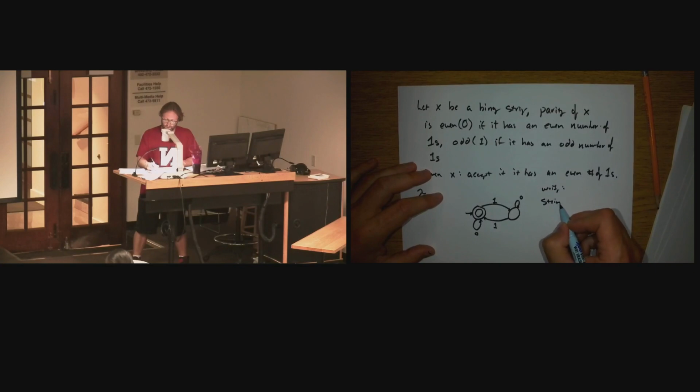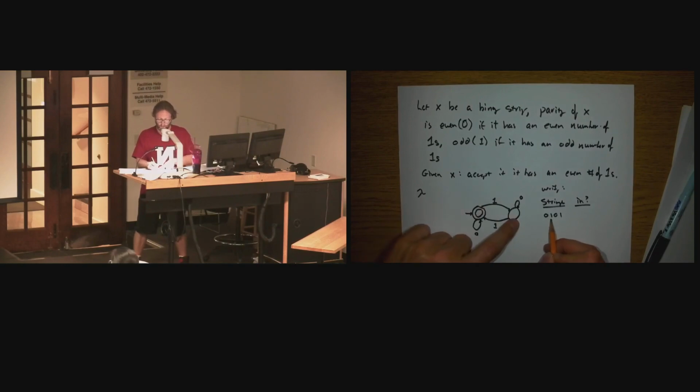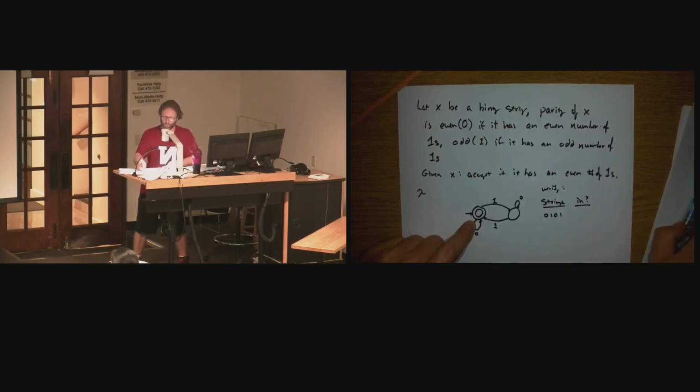Let's test some strings here. 0, 1, 0, 1. What's the parity here? Well, there are 2 1s, so it has an even parity. We should accept it. So simulate the computation here. 0, 1, 0, stay there. Then 1, we jump back over here. Did we accept it? Yes.